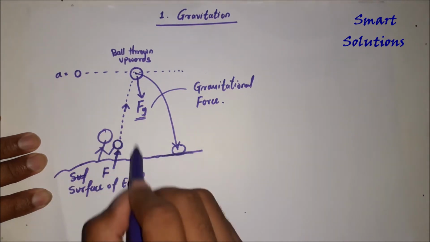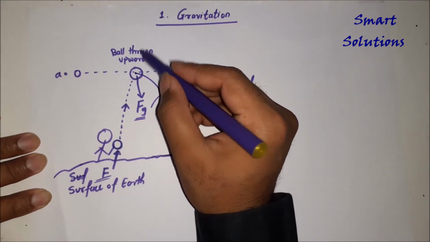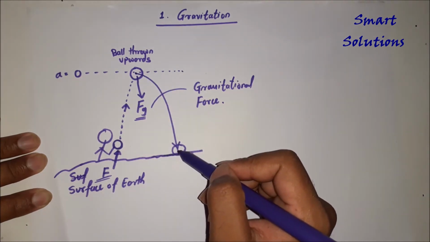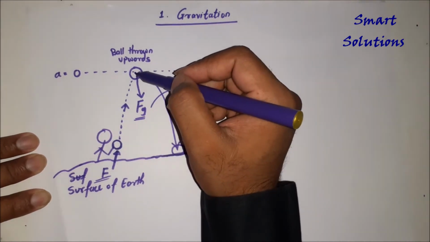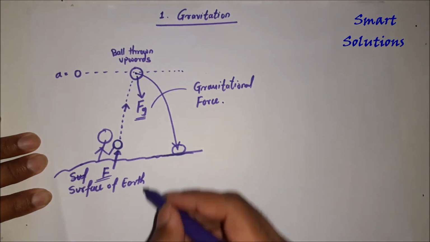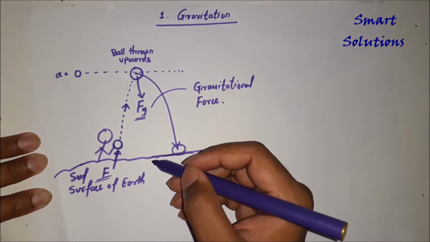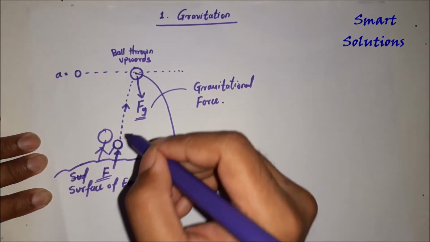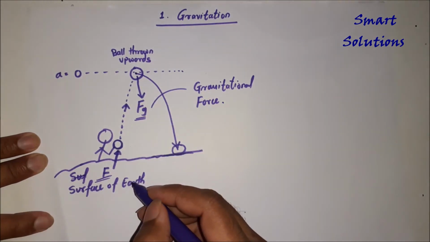To throw this ball upwards, we require a force F, but at this point, as you can see, we have not applied any force, but still the object is falling down. So there must be some force which is acting on this object from a distance. The force which is acting on this object from a distance, which brings this ball onto the surface, what is that force called? That is called gravitational force.